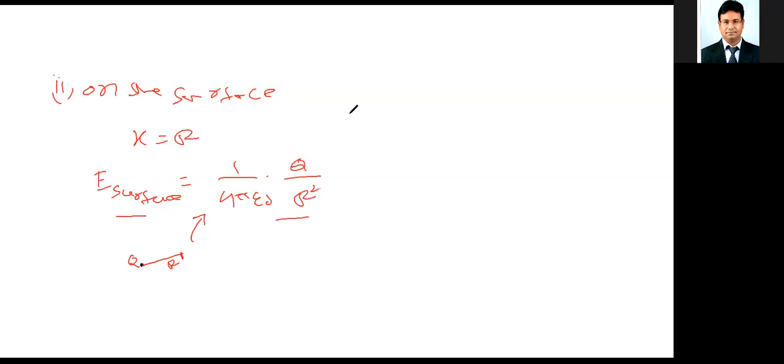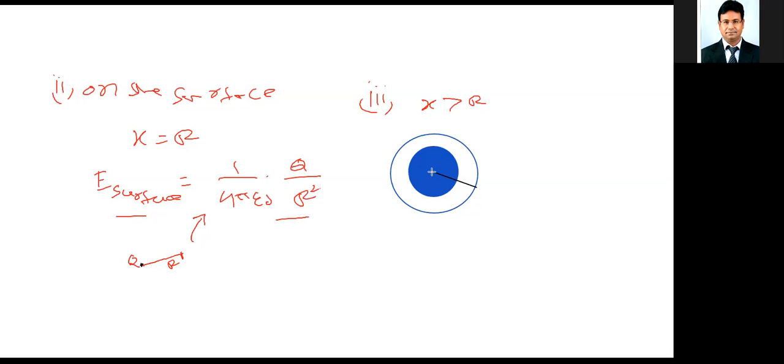Then the third condition is if x is greater than r. So if I take x is greater than r, what happens? As it is, the charge is distributed like this, and then I'm going to consider a Gaussian surface which is outside. This distance from the center is x. It's a Gaussian surface of radius x. Then all the charge is present inside.